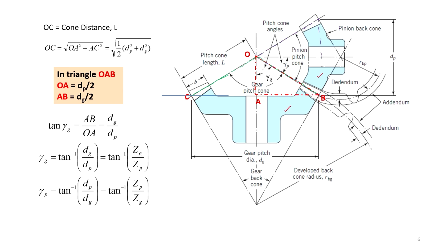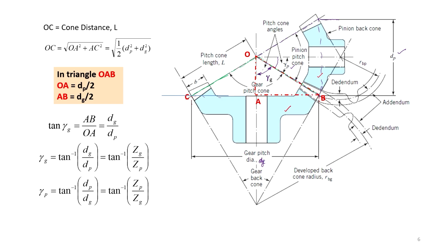Well, this and this. So, pitch circle diameter of the pinion is dp, gear is dg, and the pinion is from the pitch cone, this is dp, and the pitch circle. The pitch cone angle, or simply the pitch angle, of the gear is gamma g, and the pitch angle of the pinion is this one, gamma p.